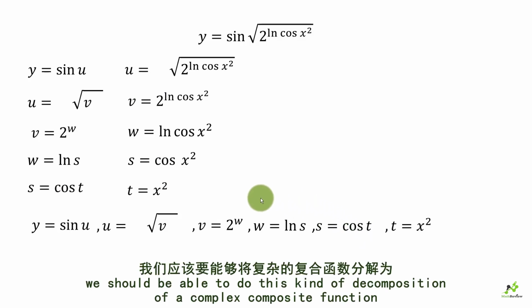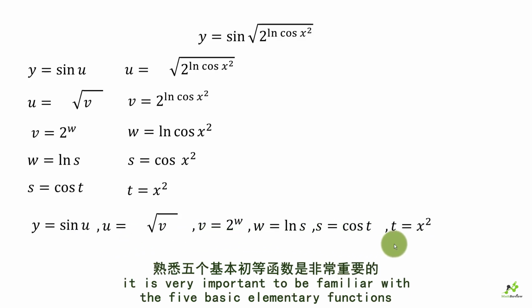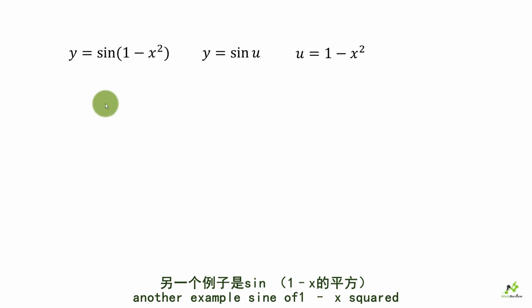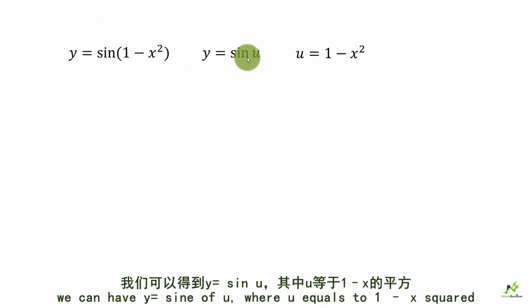Again, we should be able to do this kind of decomposition of a complex composite function into the combination of some basic elementary functions. It is very important to be familiar with the 5 basic elementary functions. Another example, sine of 1 minus x squared. We can have y equals sine of u, where u equals 1 minus x squared.